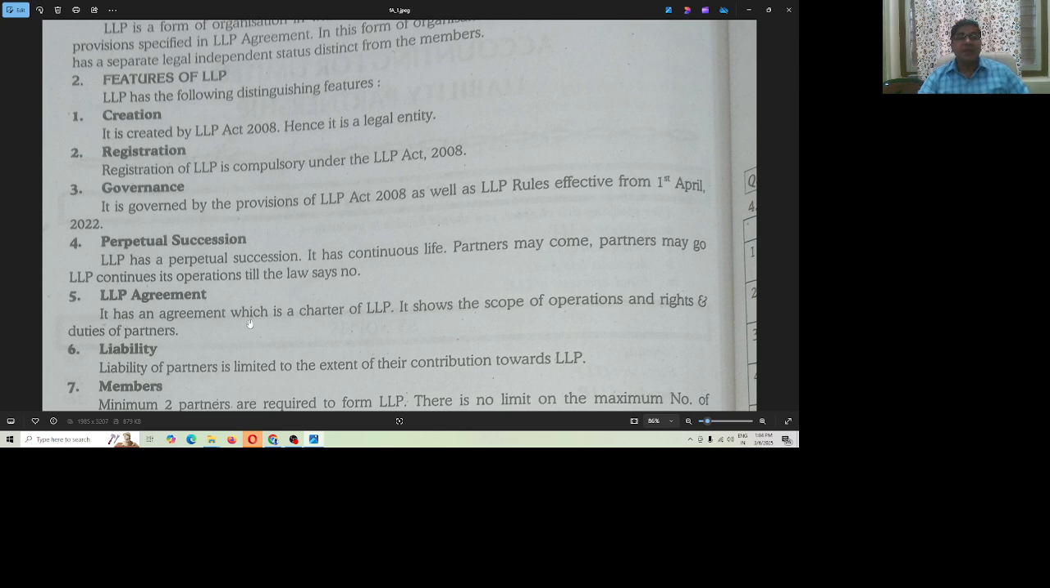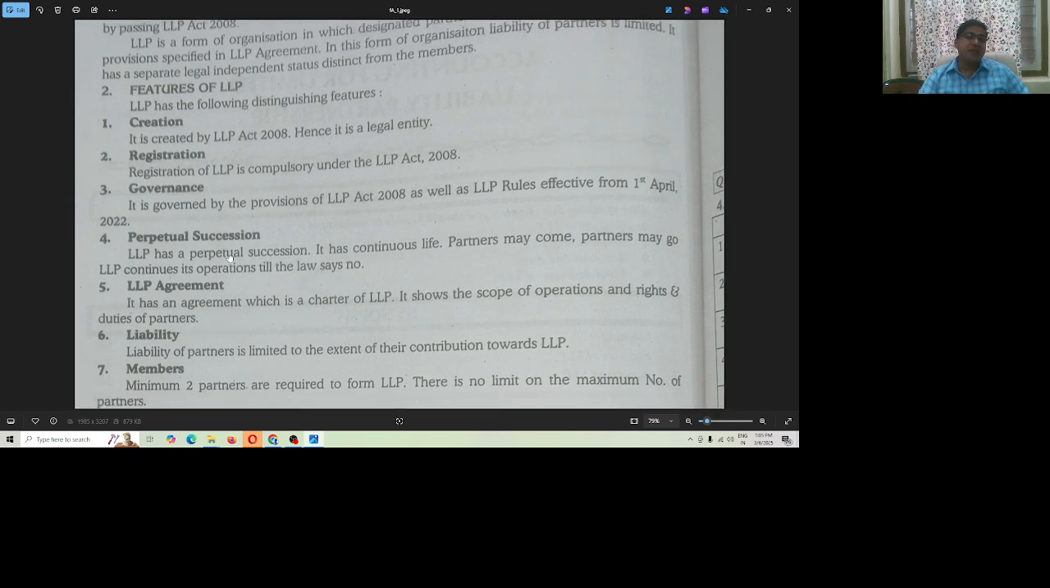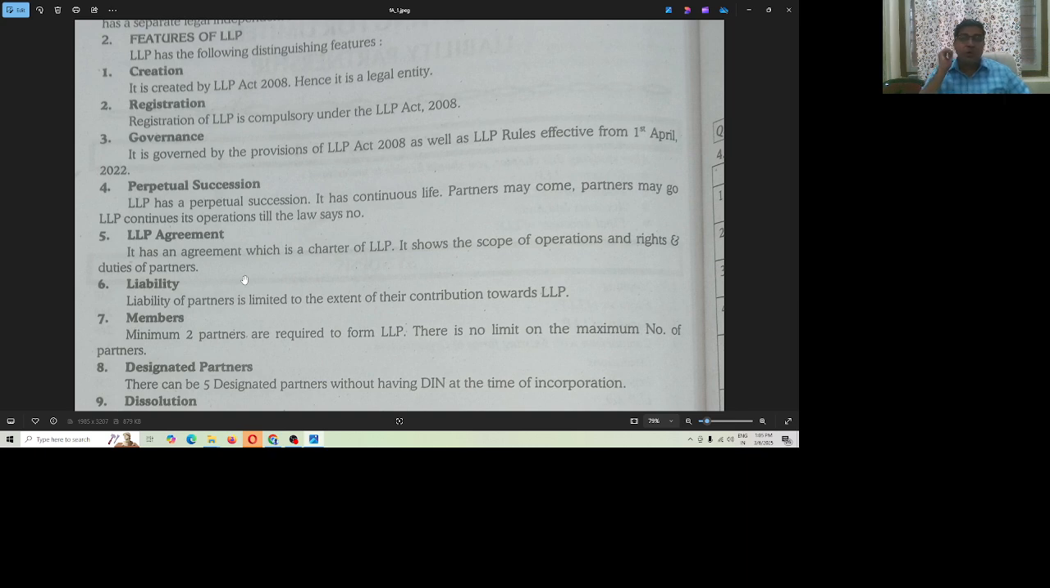LLP agreement: it has an agreement which is the charter of the LLP. It shows the scope of the operations and the rights and duties of the partners. The LLP agreement is very important. Whenever we talk about the agreement, what are the scopes of the business, and what are the rights and duties of the partners, are also mentioned in the agreement. Liability: as you know, the liability of the partner is limited to the extent of their contribution towards the LLP.